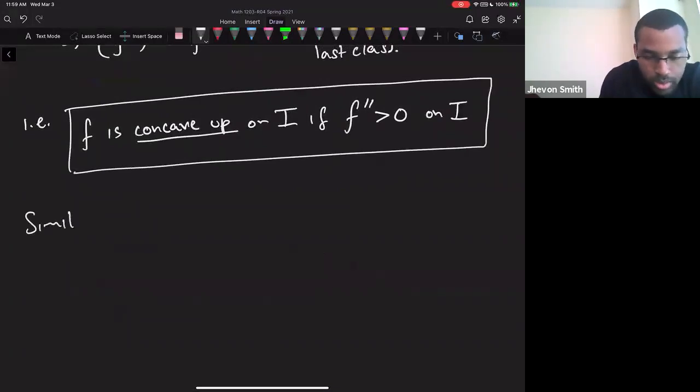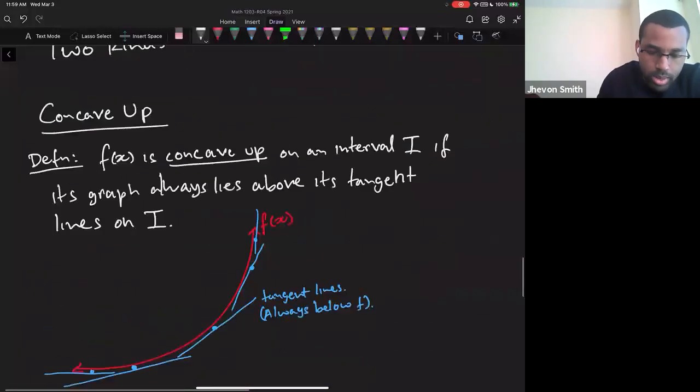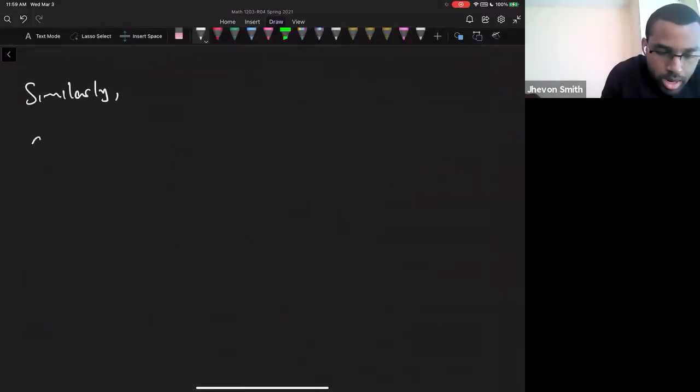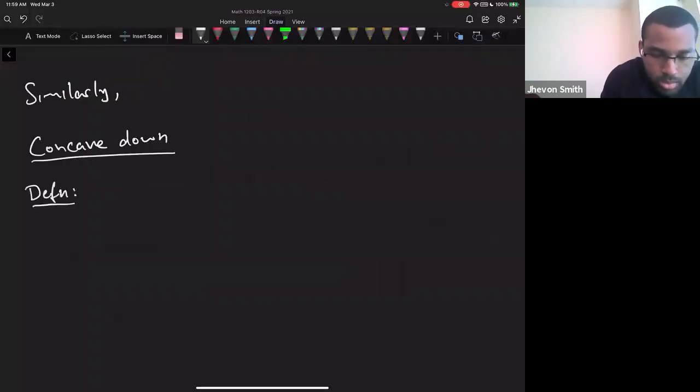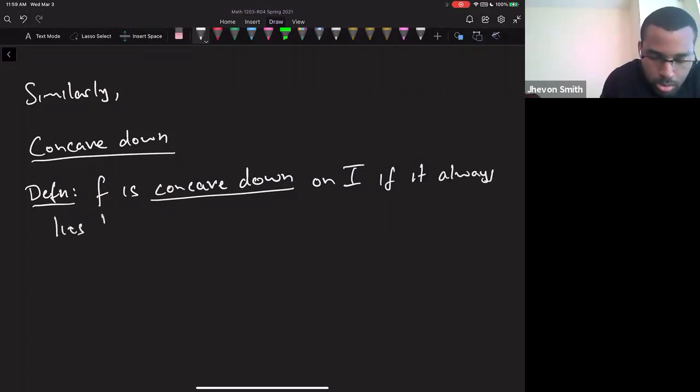Almost similarly, what if the opposite were to happen? Similarly, let's talk about concave down. f is concave down on I if it always lies below its tangent lines.